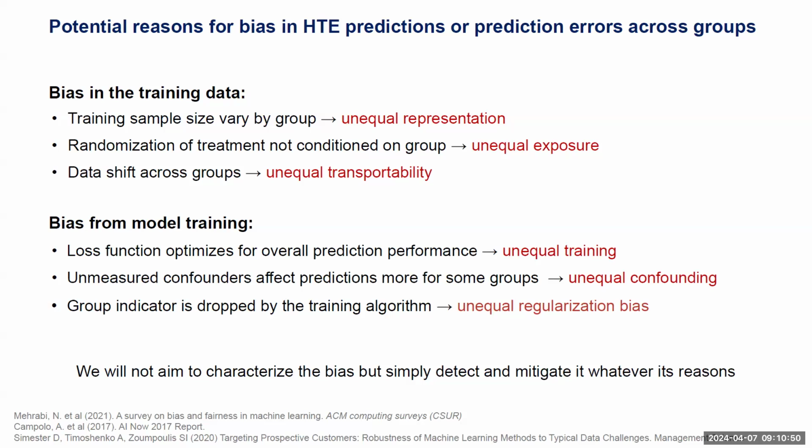You can also have it from the training of the model. Let's say the model optimizes for mean squared error in total, and not per group. Then it also does not account for this. It could be that there are some unmeasured confounders. And these models typically use regularization, so even if it included an indicator of the group, if that is not found to be predictive, it's dropped. That could lead to unequal regularization bias. So these are just general reasons. The main point is that in this talk, we will not aim to characterize where the bias is coming from, but we'll simply try to find it and then mitigate its joint impact.